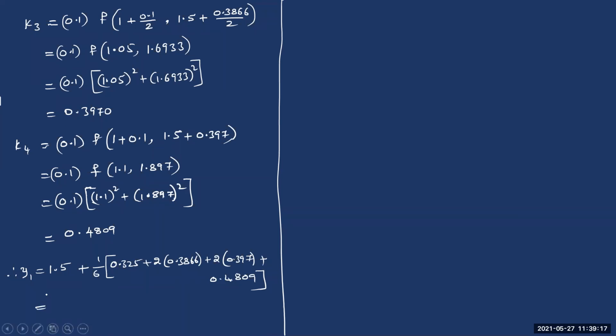Let us just substitute all these things into the calculator here. 1.5 plus, I'm just adding all those values and then I can divide by 6. 0.325 plus 2 into 0.3866 plus 2 into 0.397 plus 0.4809. All this divided by 6. So I got this as 1.8955. Okay, so that's how you can calculate y1.